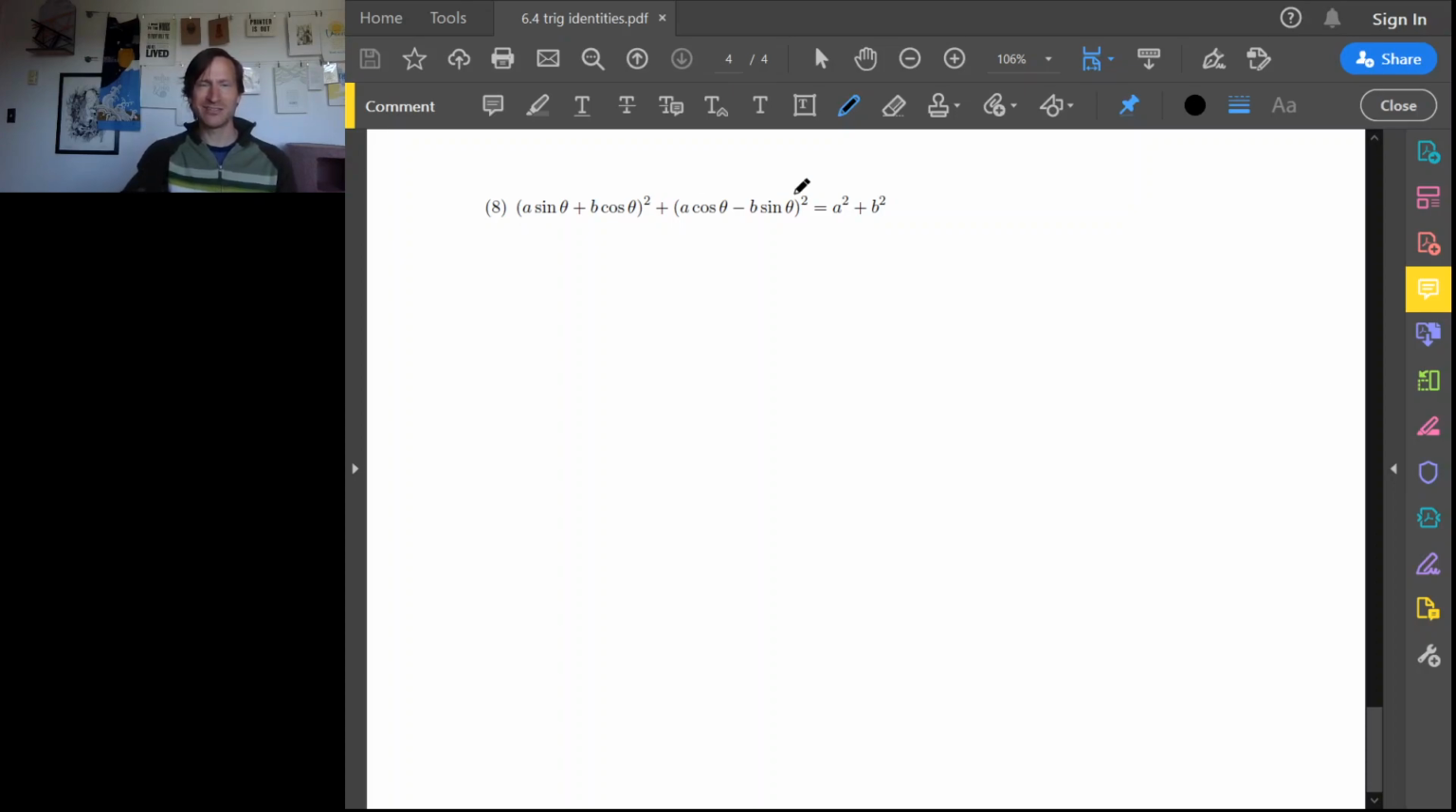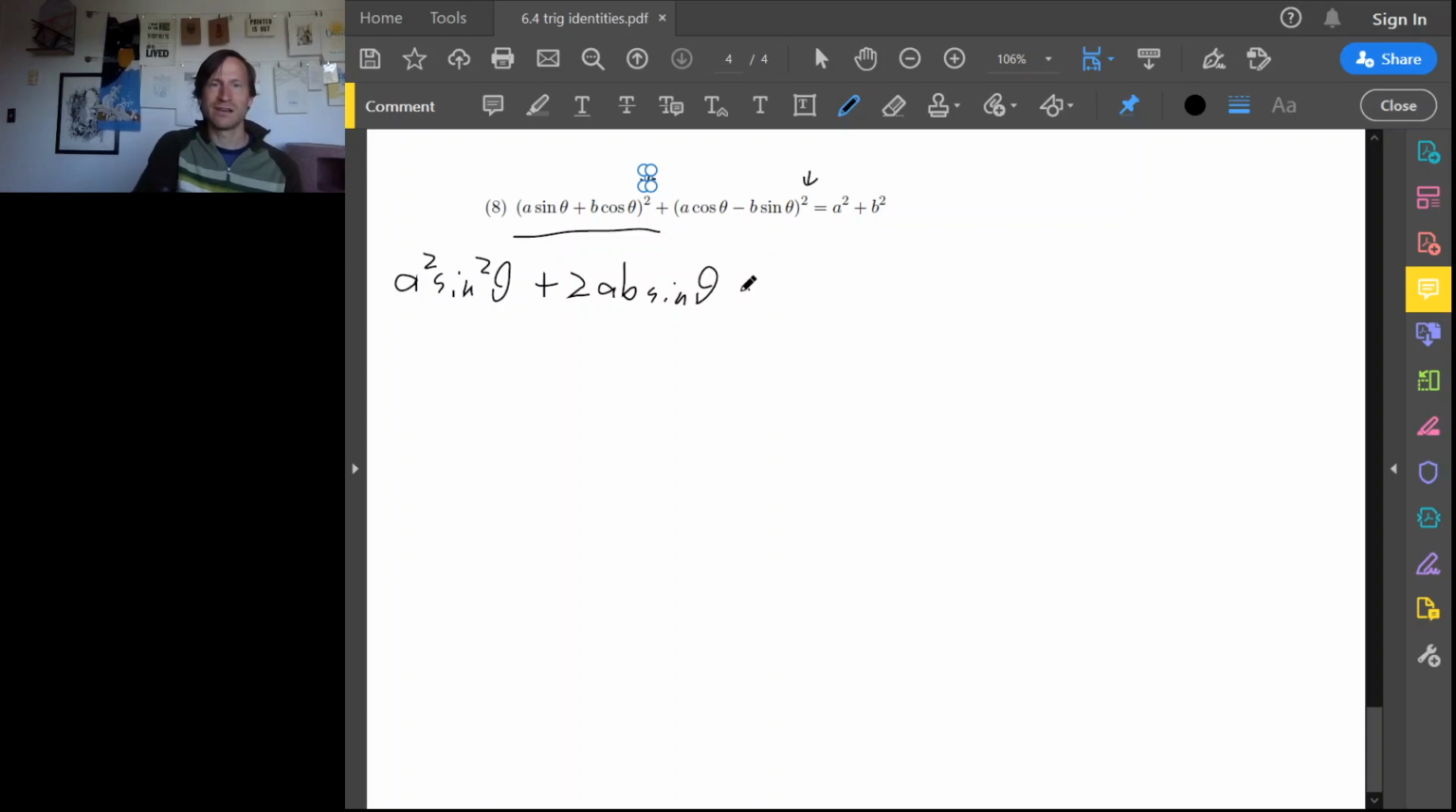So on this one, I think there's no doubt as to which side is the more complicated side. It's the left side, so let's start with that. And it seems like there's nothing to do to start with except just distribute everything, right? We have these squares. We can multiply out the squaring. So on this first one squared, that's a squared sine squared theta plus twice the product of these two pieces. So 2ab sine theta cosine theta, and then plus the square of the second one. So b squared cosine squared theta.